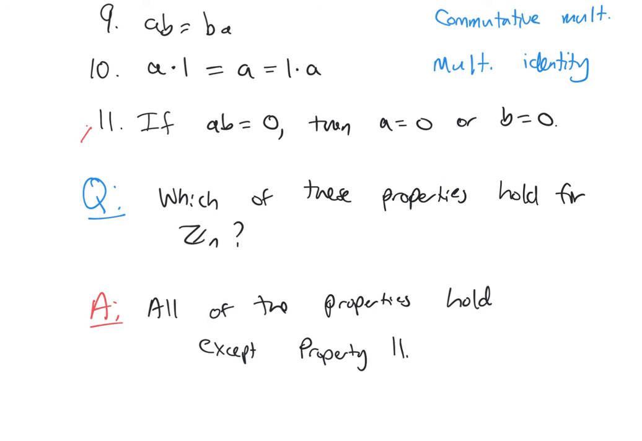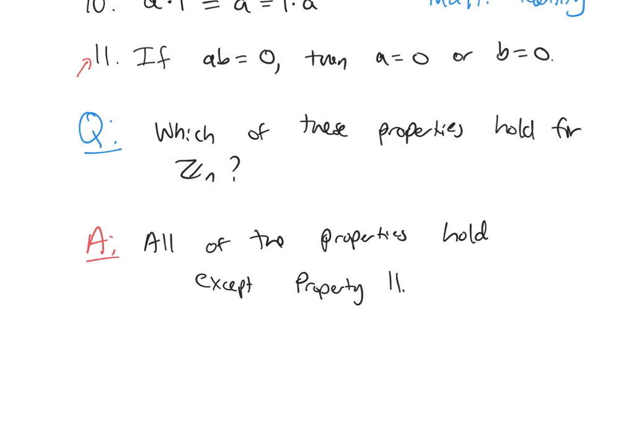So what goes wrong with property 11? You're going to have to look for a counterexample to show that it's not true. My hint is to think about Z6, and you should have created the multiplication table in Z6.